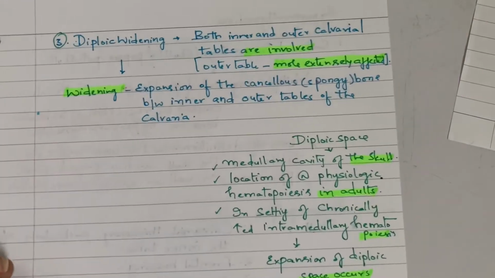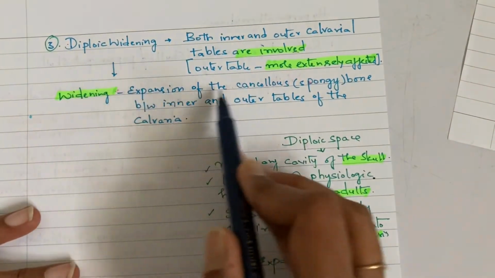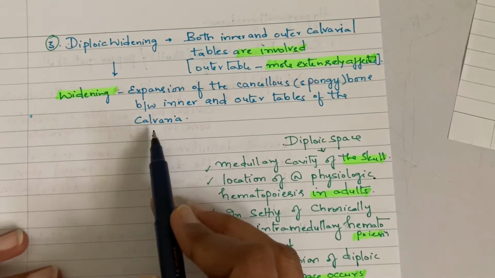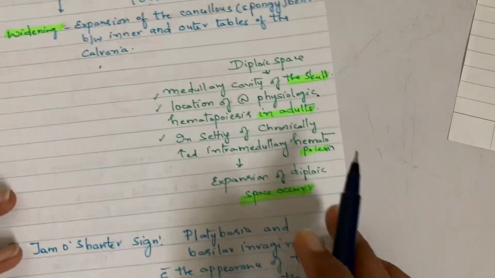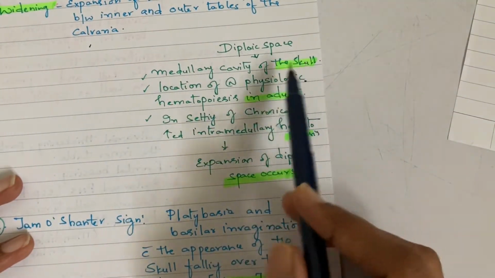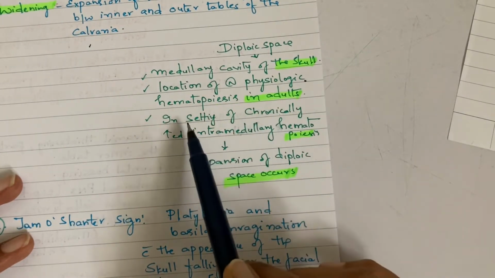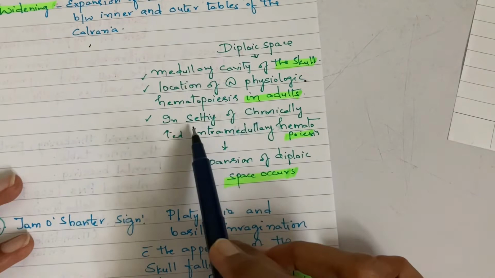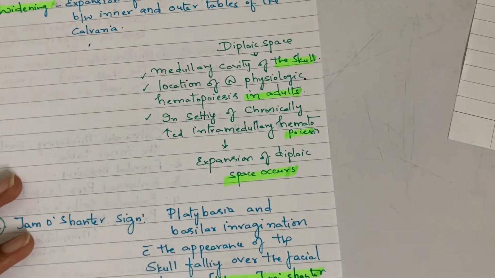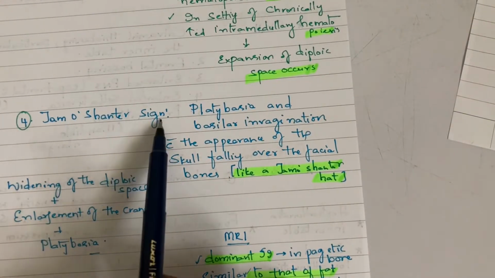The third finding is diploic widening. What is this? This is an expansion of the cancellous bone between the inner and outer tables of the calvaria. Coming to a little anatomy, what are these diploic spaces? The medullary cavity of the skull, the location of normal physiologic hematopoiesis in adults. So what happens in the setting of chronically increased intramedullary hematopoiesis? They cause expansion. One of the last findings is the Tam-O'Shanter sign.